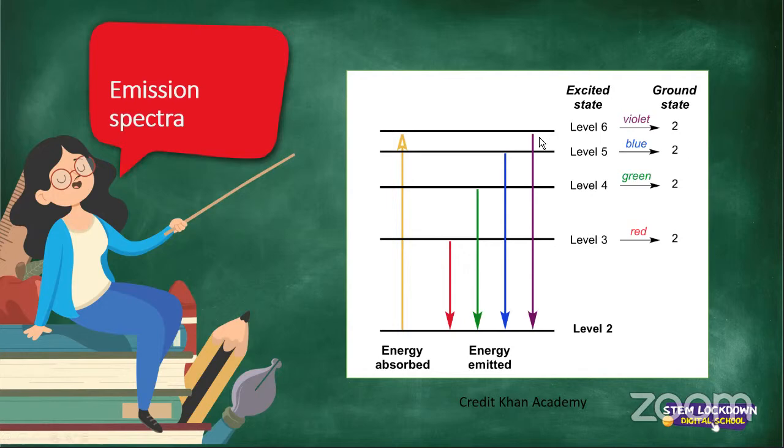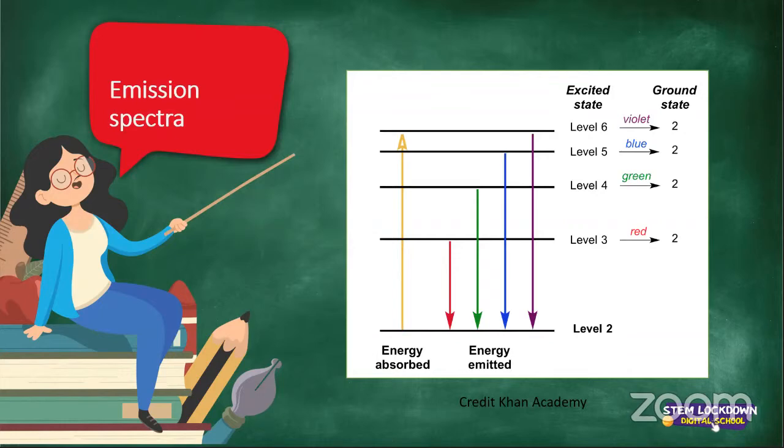When they go from level 6 to level 2, they release a certain amount of energy. When they go from level 5 to level 2, they release a different amount of energy. Same thing from level 4 to level 2, and level 3 to level 2. Because those energy levels are different, the frequency with which the energy is released differs.